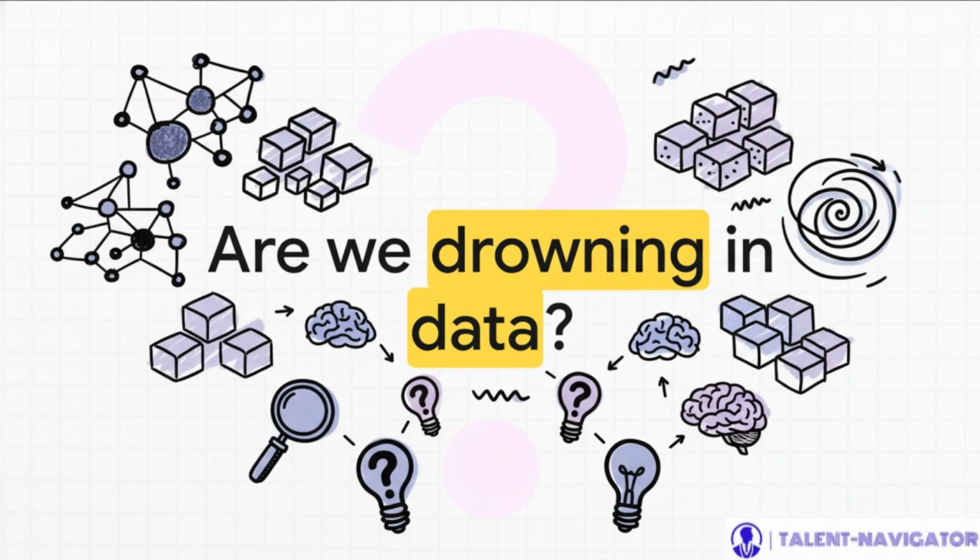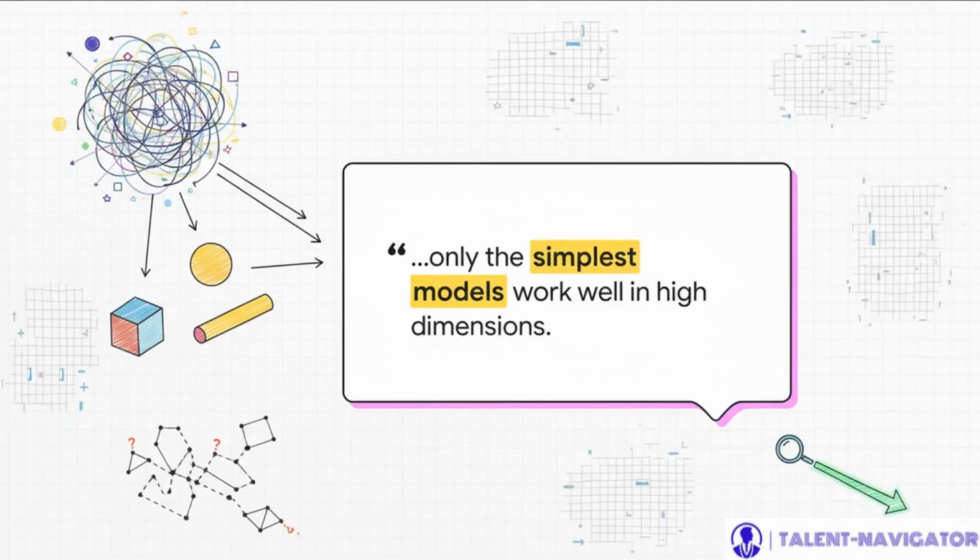Not always. And here's the really weird part. When you have hundreds or even thousands of variables, what we call dimensions, all of our normal intuition just goes right out the window. The things that seem obvious in our simple 3-dimensional world, they just don't work anymore.